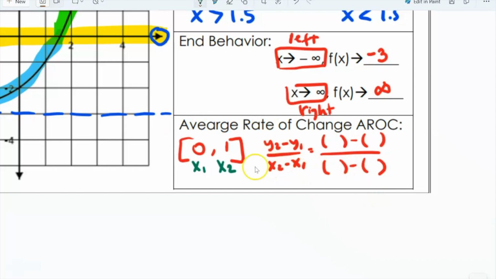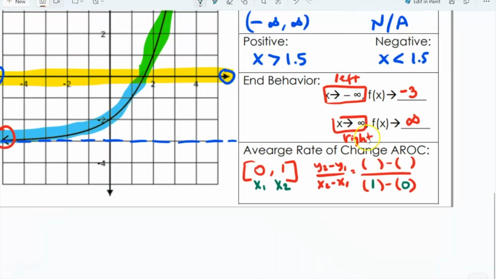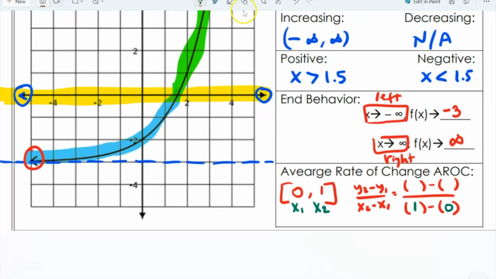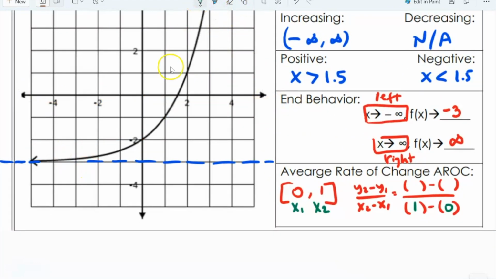In the top, x2 is first, so that's 1. And on the bottom right here, x1, which is 0. Now on the graph, you just need to find where x is 1, what's y? When x is 0, what's y? So looking on my graph, when x is 1, y is -1. When x is 0, y is -2. And that's how you find your others.